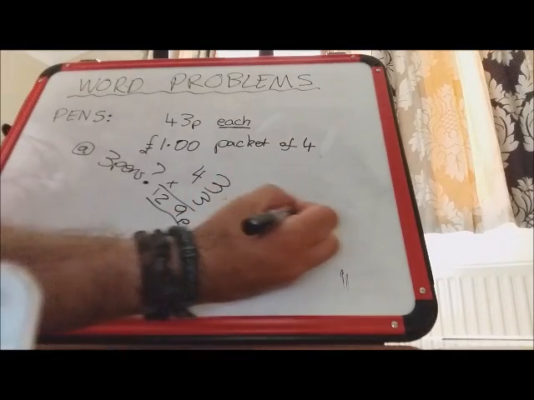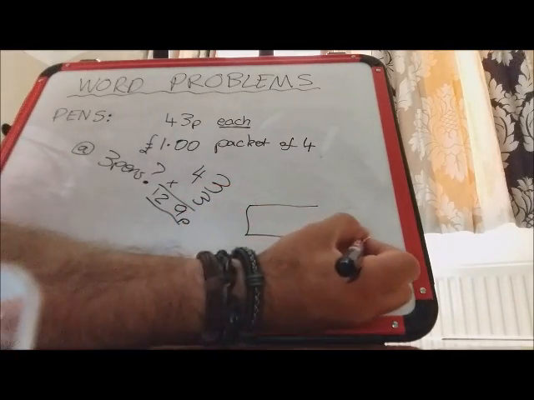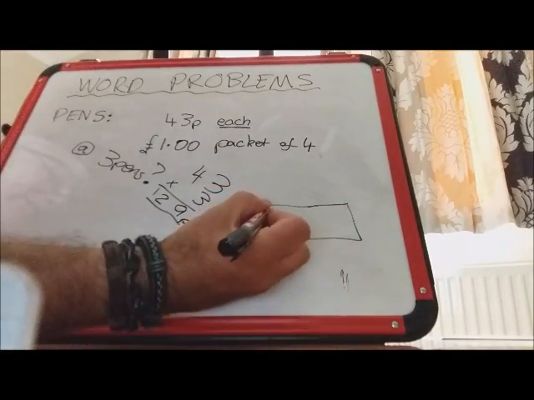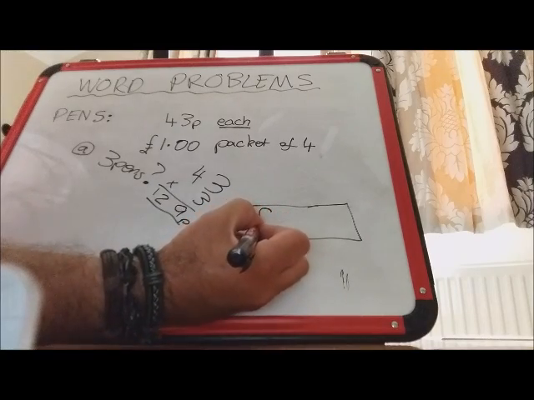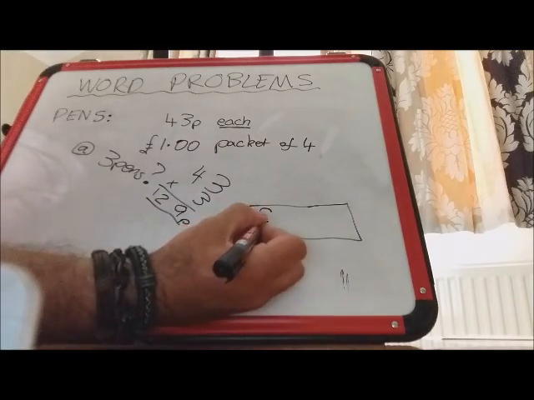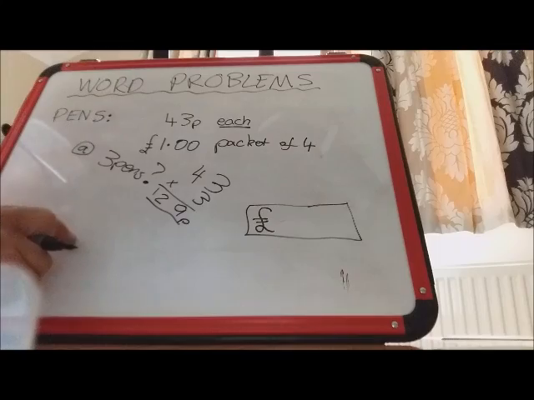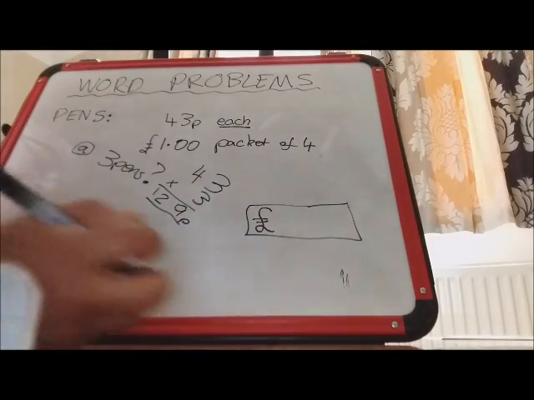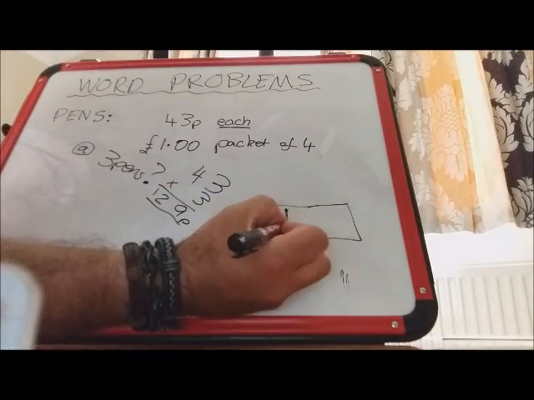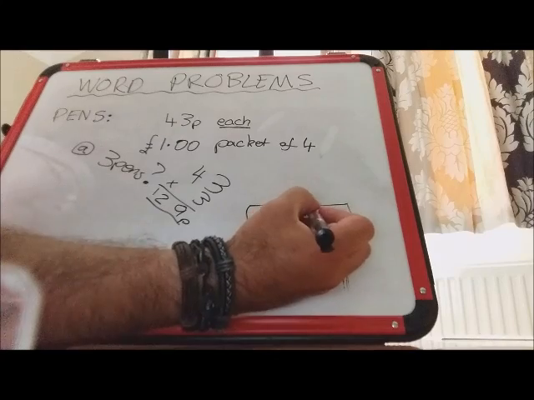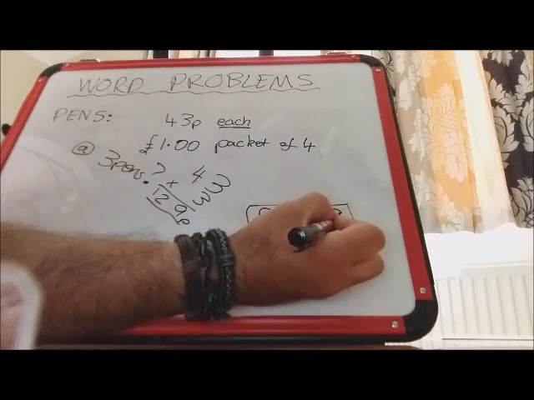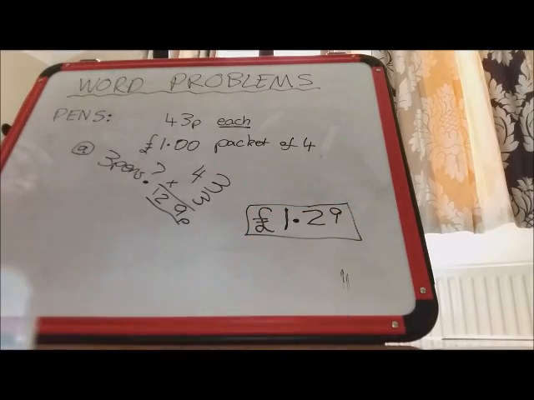If it says put the answer in a box, and the answer box has already got a pound sign, then you can't put 129p because they've already got the pound sign. So you've got to decide that's going to be £1.29. So 3 pens cost £1.29. That's fine.